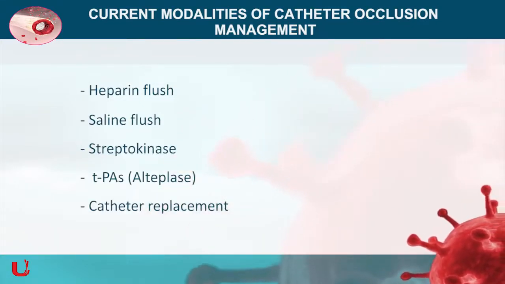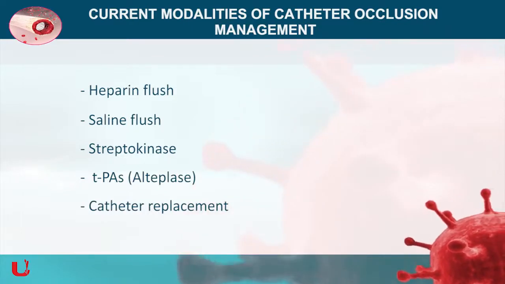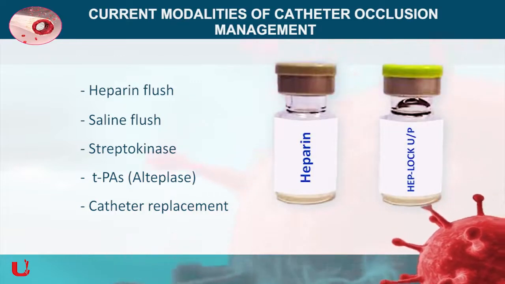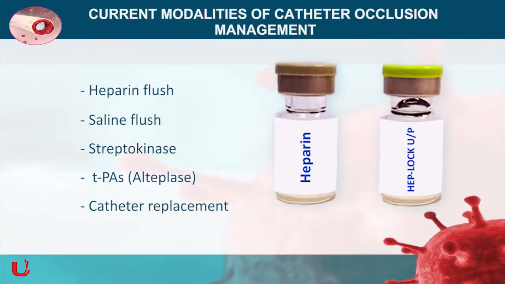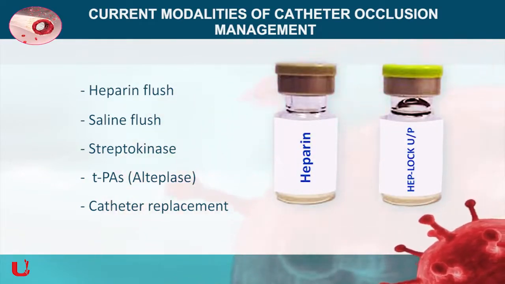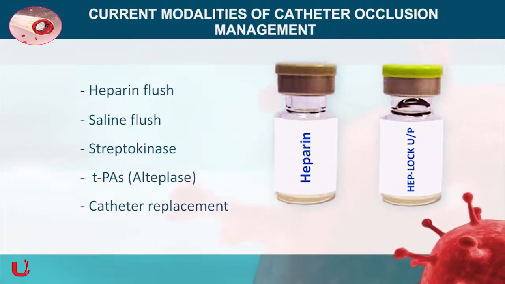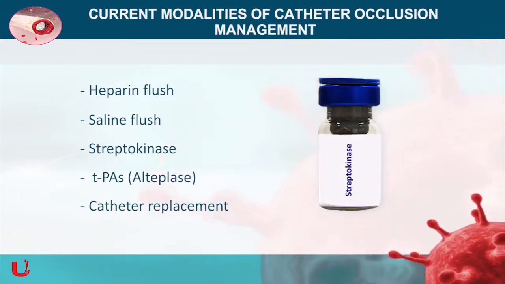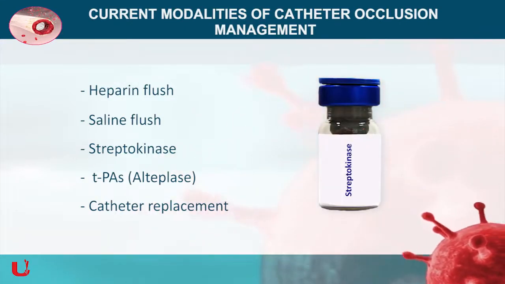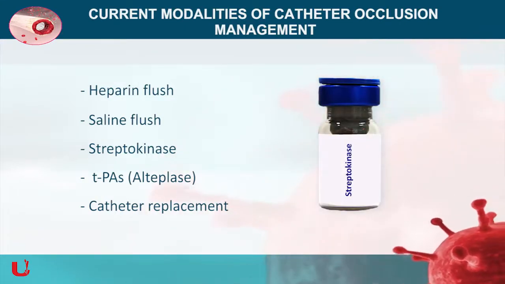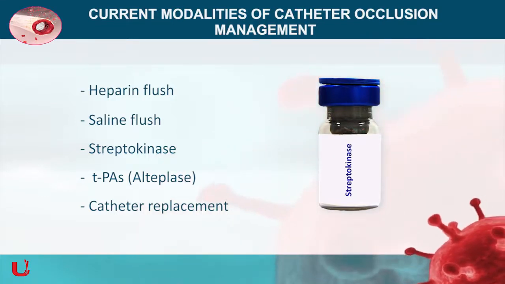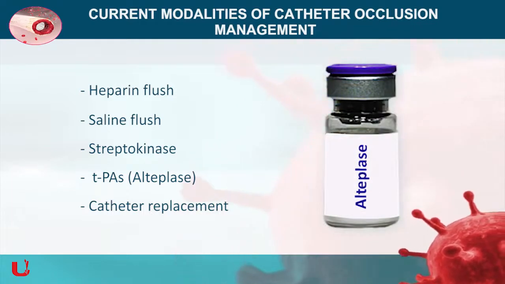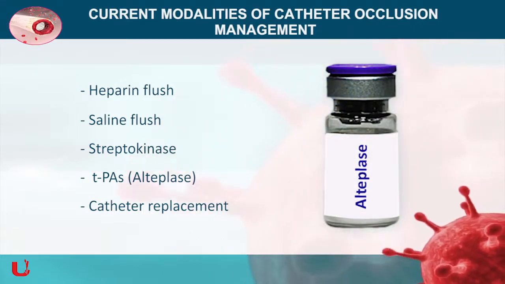There are shortcomings in current techniques of clearing catheter occlusion. Heparin can be used to clear catheter occlusion, but heparin is an anticoagulant, hence, after forming thrombotic occlusion, role of heparin is limited. Streptokinase is also used for clearing the occlusion in catheter, but streptokinase causes certain allergic and antigenic reactions. TPAs are used for clearing catheter occlusion, but TPAs are not cost-effective.